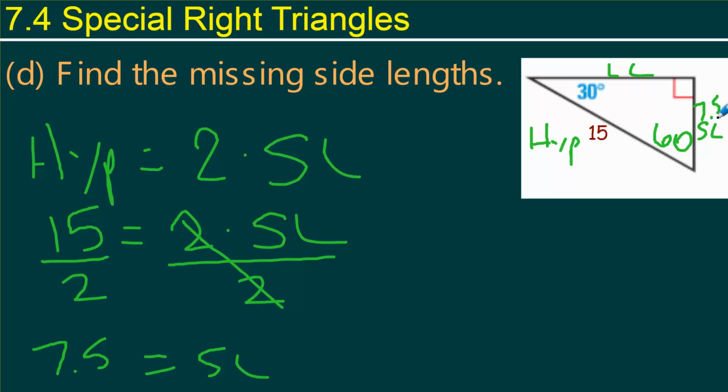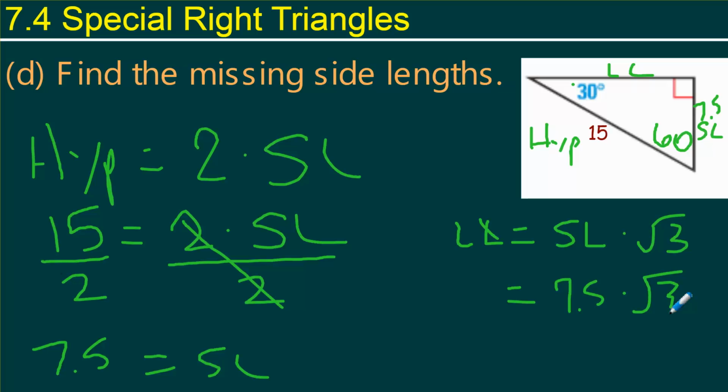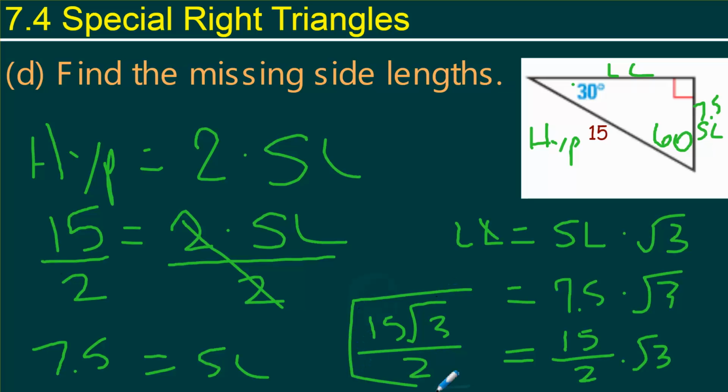Now, the long leg is simply the short leg times the square root of 3. So all we have to do here is substitute in our 7.5 and multiply that times the square root of 3. Now, we would likely give this in fraction form instead of in decimal times radical form. So we would really want to write this as 15 over 2 times the square root of 3, which would really just become 15 radical 3 over 2. That would be the appropriate way to see that answer.